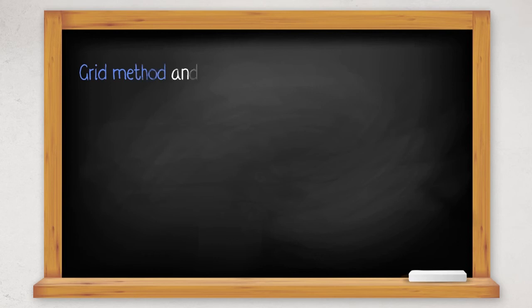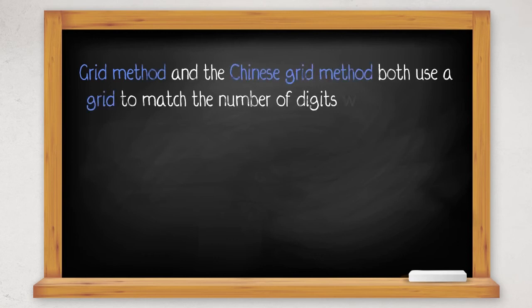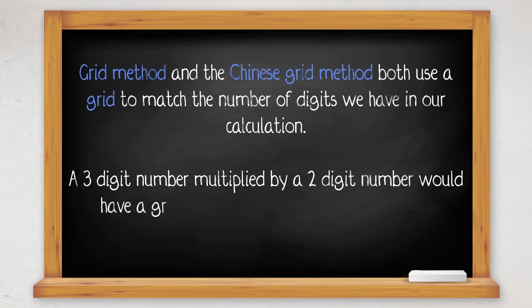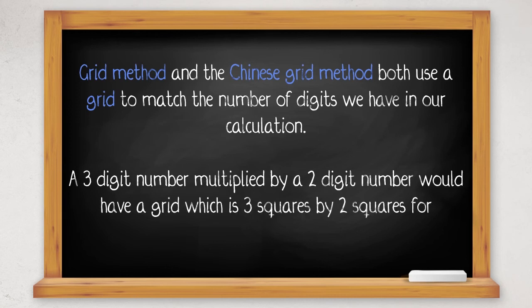With both the grid method and the Chinese grid method, we draw up the grid to match the number of digits we have in our calculations. So a 3-digit number multiplied by a 2-digit number would have a grid which is 3 squares by 2 squares, and so on.